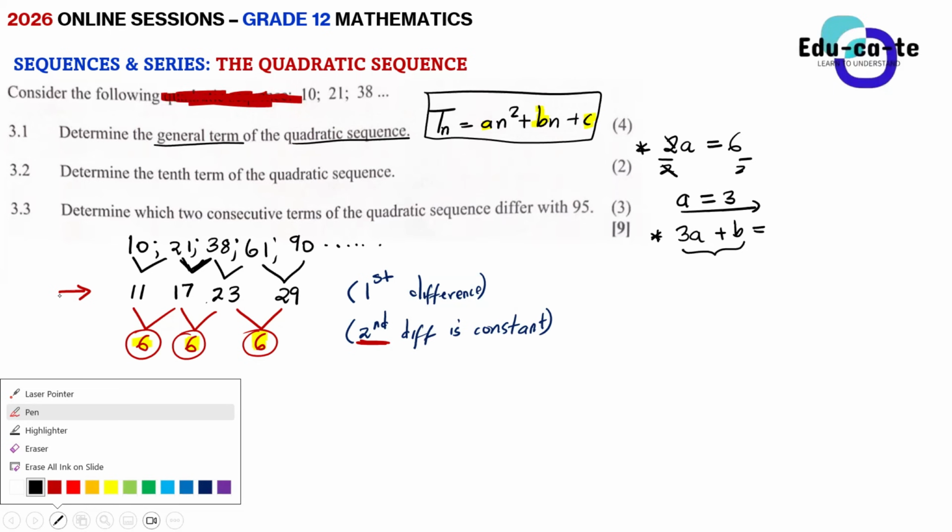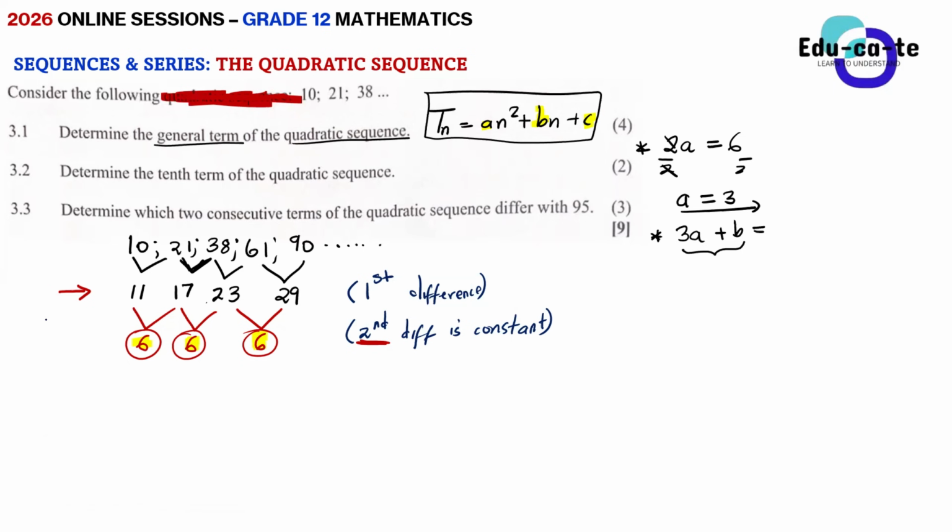In this case, this is the first difference that we made from the original sequence. So in this case, it is 11. This is the first term that appears in the first difference. So 3a plus b must be equal to 11. And then from there on, you just solve. Because you know that a is equal to 3, you substitute. This is 3 times 3 plus b is equal to 11. 3 times 3 is 9, and then you transpose it to the other side. 11 minus 9 will give you 2.